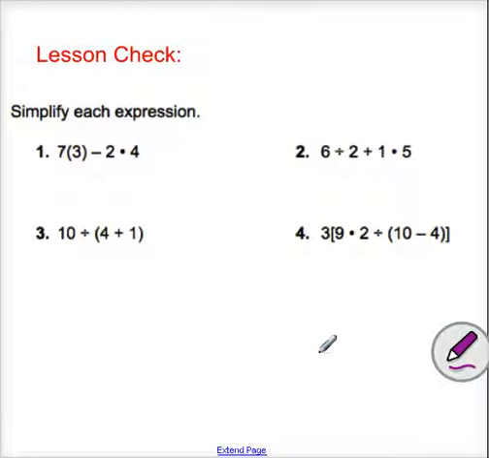That brings us to the end of our lesson. Here's your lesson check. Please complete problems 1 through 4. You are simplifying each expression using the order of operations. Don't forget to get all the way down to your final simplified answer. Good luck!